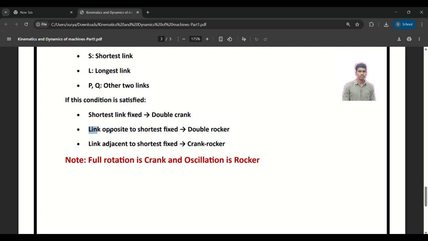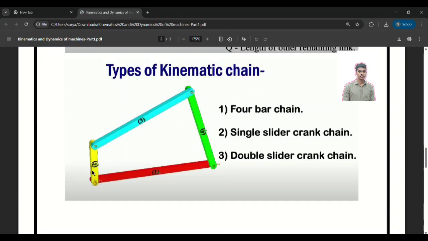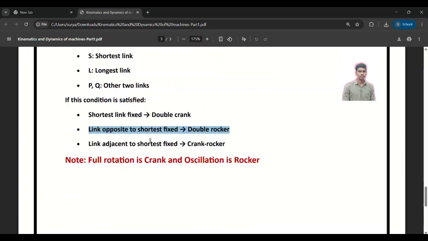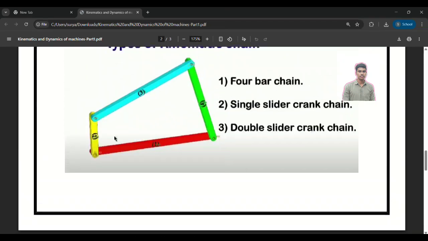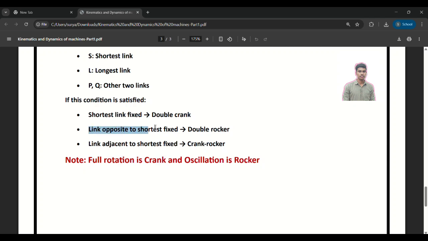And then, the link opposite to the shortest is fixed. This is the shortest, the second one is shortest, and opposite to the shortest means this fourth one. If you fix this fourth one, this will make oscillatory motion for the first one and the third one. As I already told, whatever makes oscillation is a rocker, and whatever makes full rotation is a crank. So here there will be motion of the second, third and first. As you see, the link opposite to the shortest is fixed in this case.